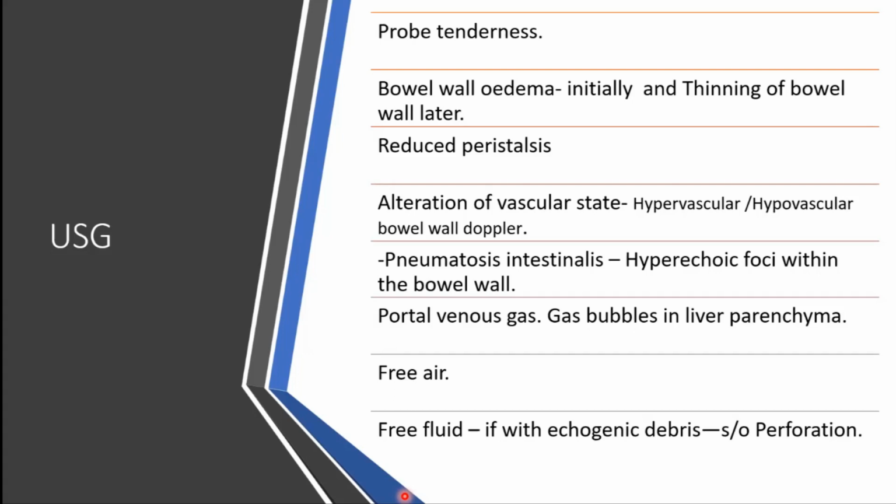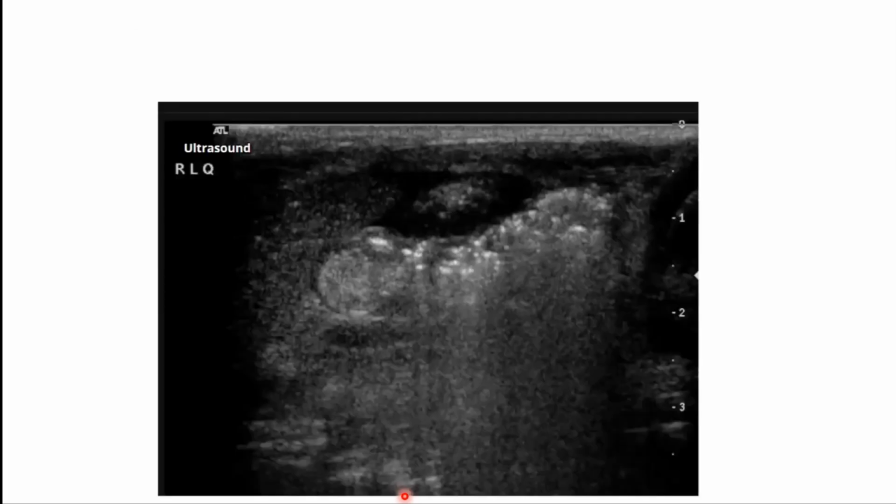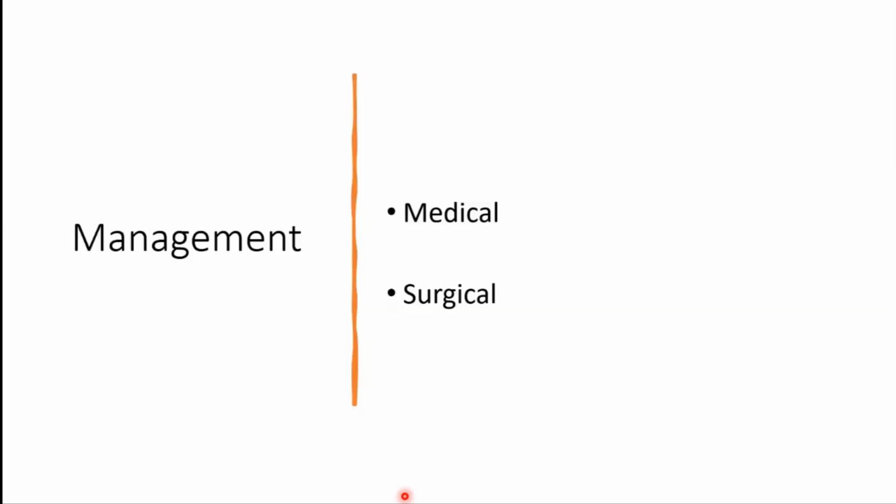Pneumatosis intestinalis can be identified very beautifully on ultrasound, and you will find hyperechogenicities in the bowel wall. Portal venous gas bubbles in the liver, free air and free fluid can all be identified on ultrasound. As you see in this slide, pneumatosis intestinalis looks like a beaded pattern in the bowel wall. Next slide, please. This is also a picture of pneumatosis intestinalis, with all these microechogenicities in the bowel wall.